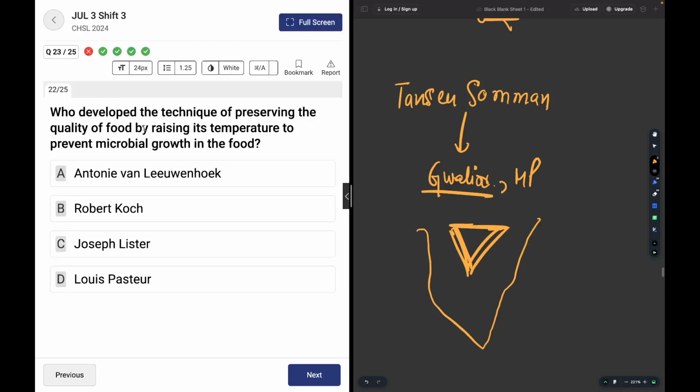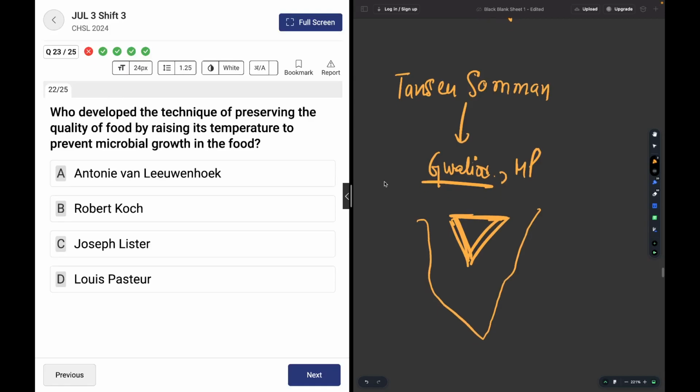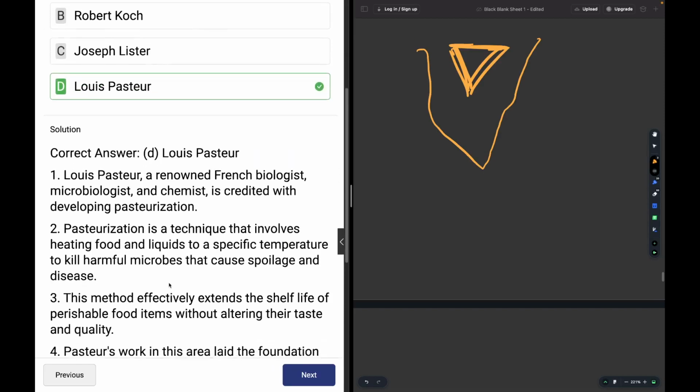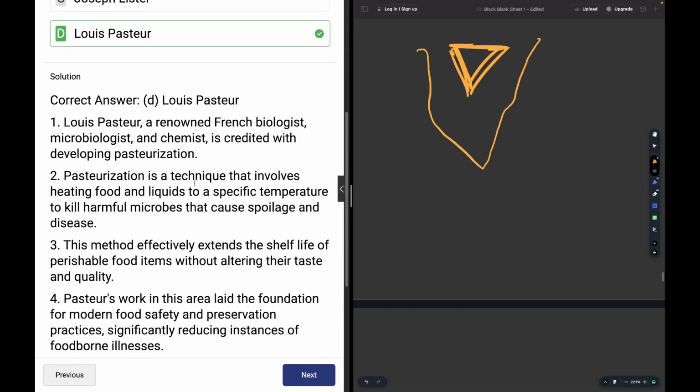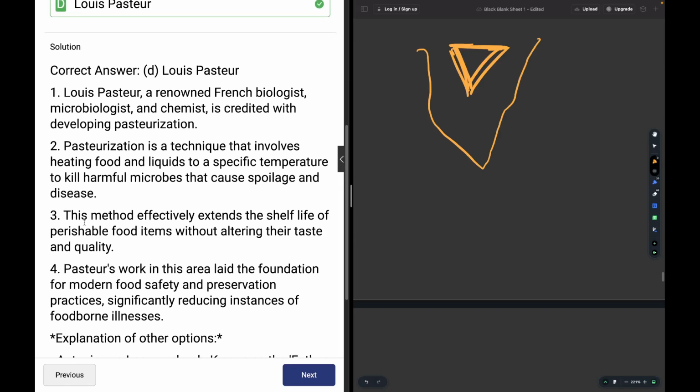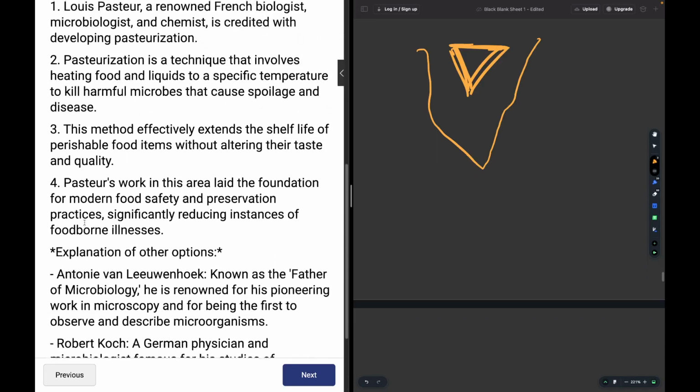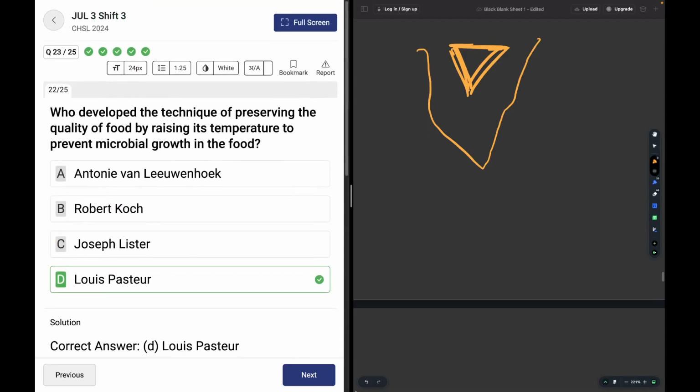Moving on, who developed the technique of preserving the quality of food by raising its temperature to stop microbial growth in the food? It's about raising the temperature, so pasteurization is the process. It is a technique that involves heating food and liquids to a specific temperature to kill harmful microbes that cause disease. So Louis Pasteur is the answer. You may read about the others over here by pausing the video.